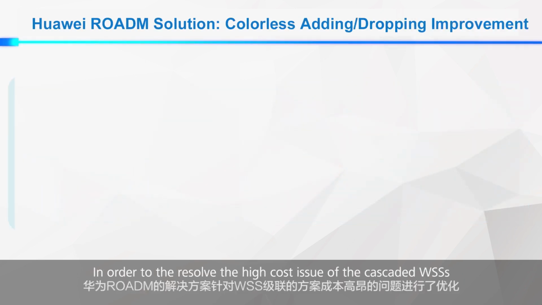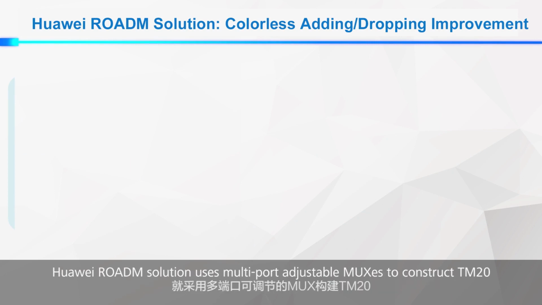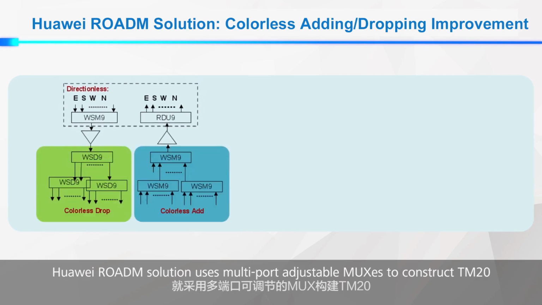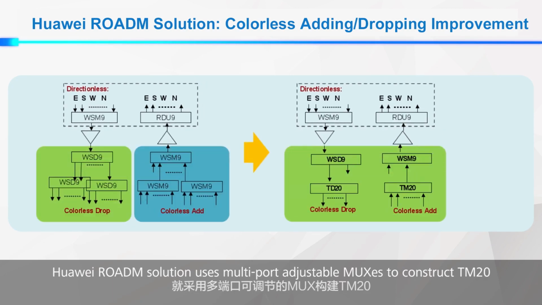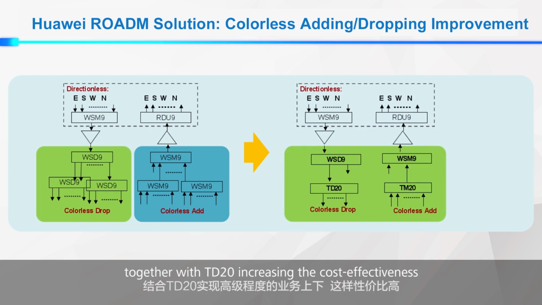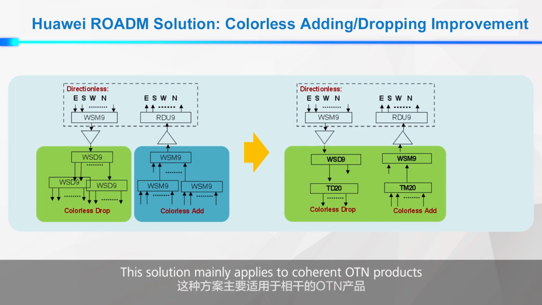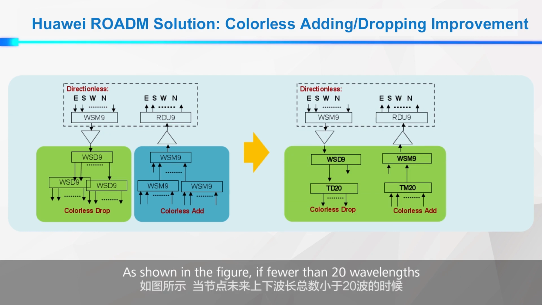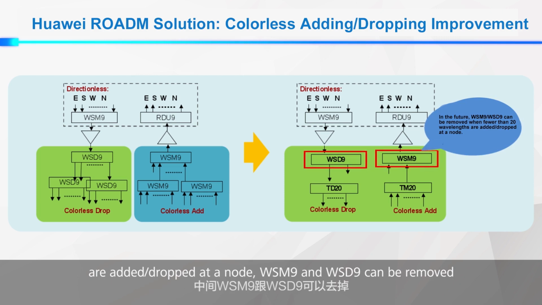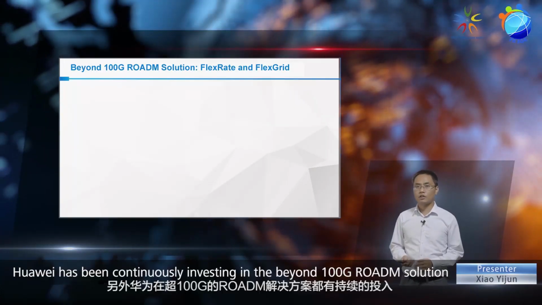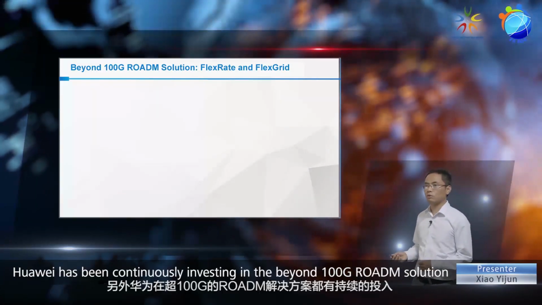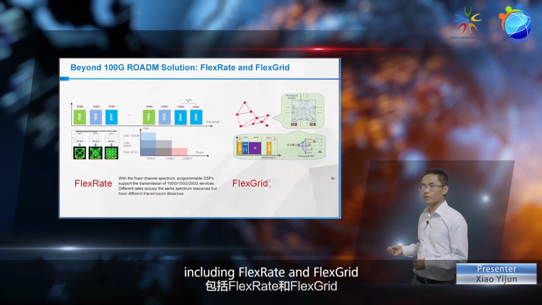In order to resolve the high-cost issue of the cascaded WSSs, Huawei ROADM solution uses multi-port adjustable multiplexers to construct TM20, together with TD20, increasing the cost effectiveness. This solution mainly applies to coherent OTN products. As shown in the figure, if fewer than 20 wavelengths are added or dropped at a node, WSM9 and WSD9 can be removed. Huawei has been continuously investing in the Beyond 100G ROADM solution, including FlexRate and FlexGrid.